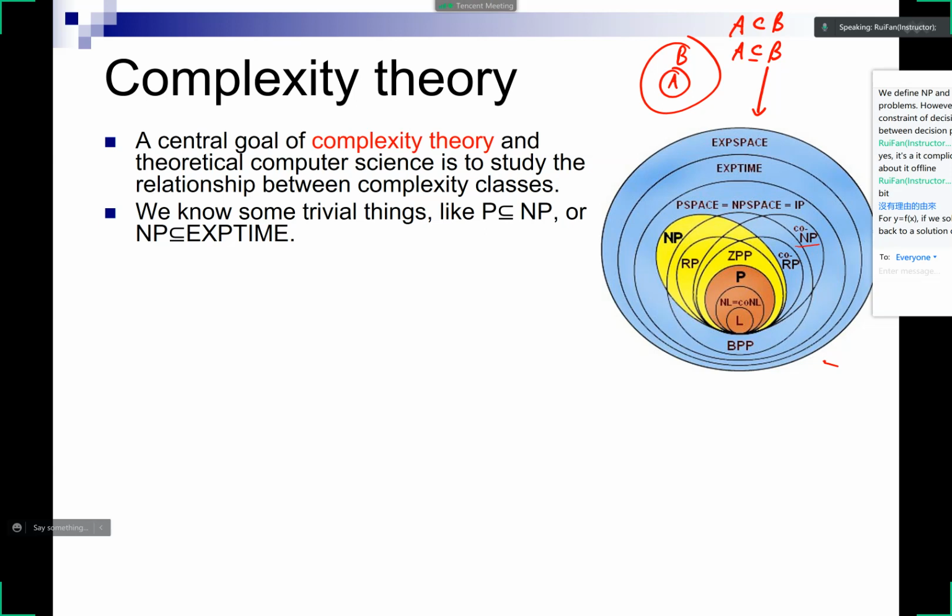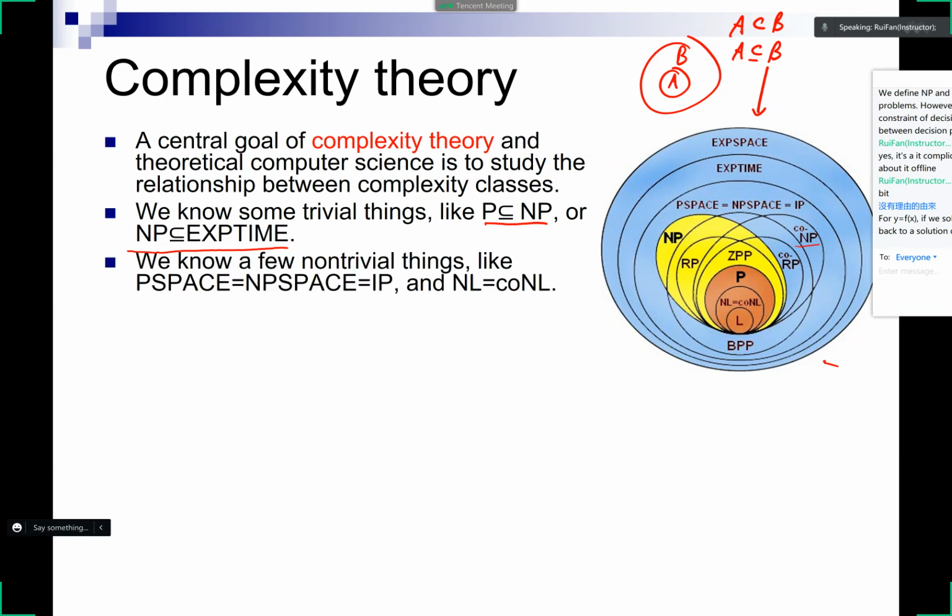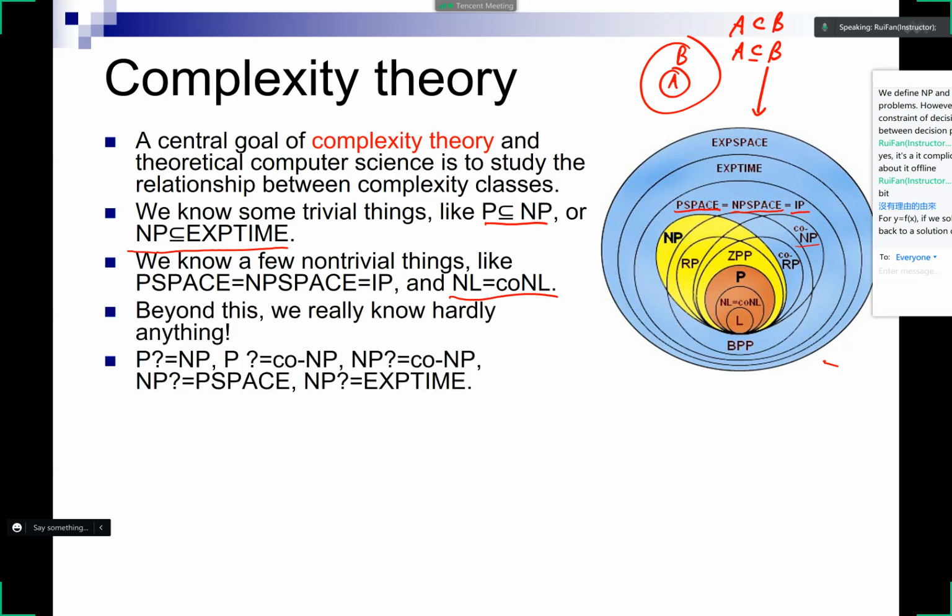In fact, we don't know that much about this diagram. All we know are some pretty basic things. For example, we know that P is a subset of NP, and that NP is a subset of exponential time. We also know some non-trivial things. For example, the PSPACE class is actually equal to NPSPACE, which I'm not going to define. Then there's this other class called IP, and these are all equal to each other. We also know that this other class NL is equal to co-NL. All of these are highly non-trivial results, and they're very difficult to prove. However, we don't have many of these results.